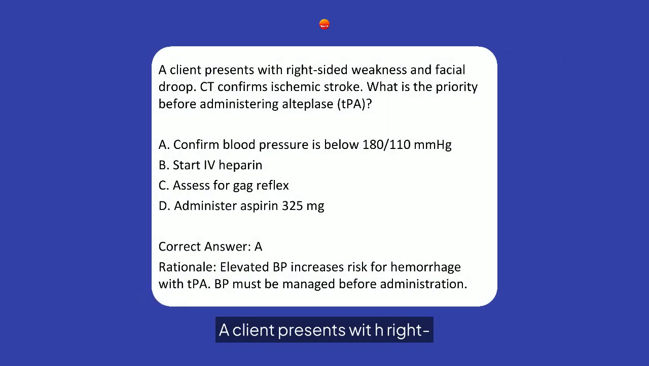A client presents with right-sided weakness and facial droop. CT confirms ischemic stroke. What is the priority before administering alteplase TPA? The correct answer is A. Confirm blood pressure is below 110 mmHg. Rationale: elevated BP increases risk for hemorrhage with TPA. BP must be managed before administration.